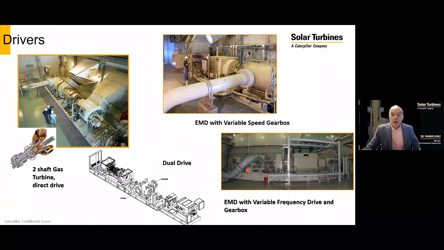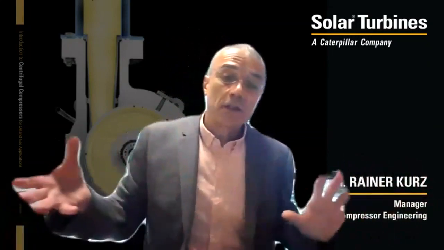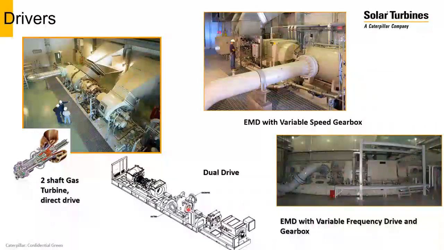We have electric motor drives with variable frequency drives, where the motor actually is capable of running over a range of speeds. And we are also looking into applications where the compressor can be driven either by a gas turbine or an electric motor on the same skid, to take advantage of different costs of gas and electricity, or to optimize the emissions performance in a compressor station.